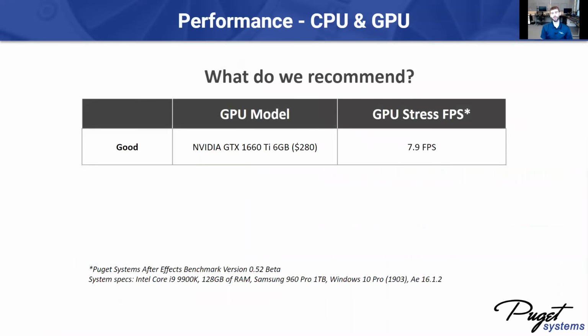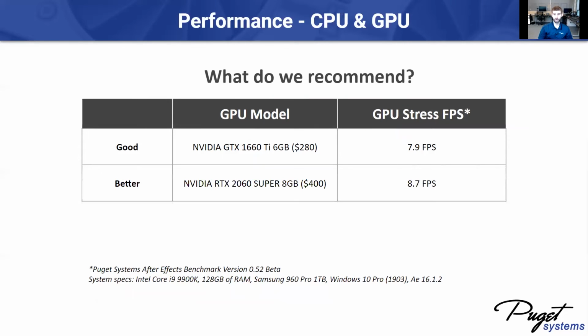So breaking that down into kind of a good, better, best. Good would be like a 1660 Ti from NVIDIA. It's a very affordable card. In our GPU stress, it gets a little close to 8 FPS. Better, I would say this is one of the more typical for an After Effects system that people are buying from us is going to be a 2060 Super. Not that much more expensive, 100, 120 bucks more MSRP, I believe that is. But you get a nice little performance bump. You get up to 8.7 FPS.